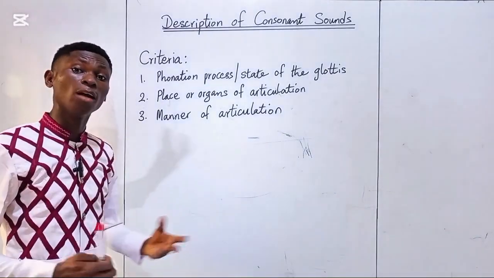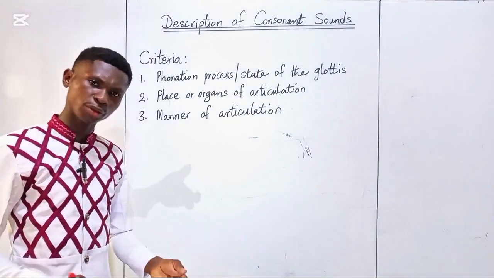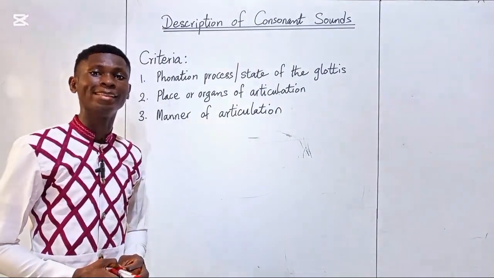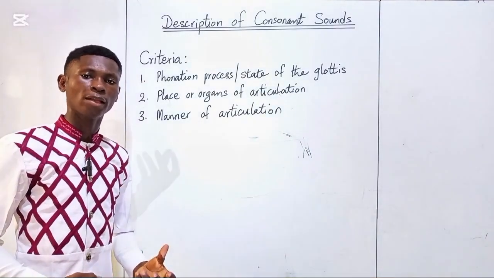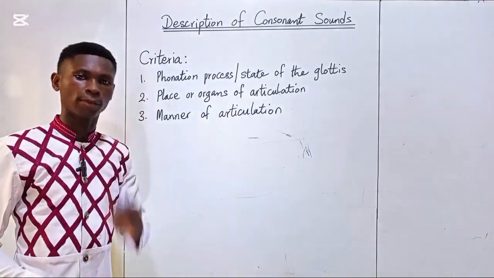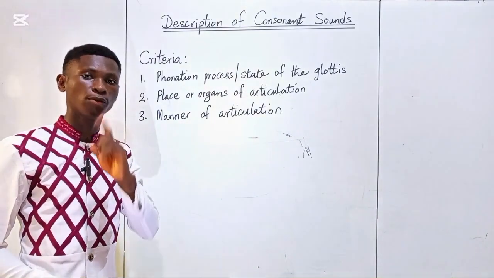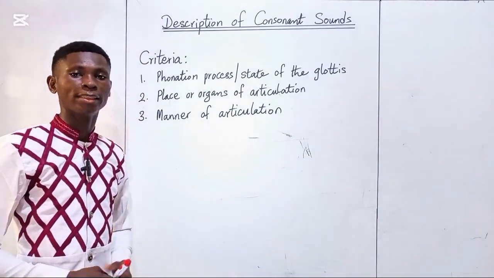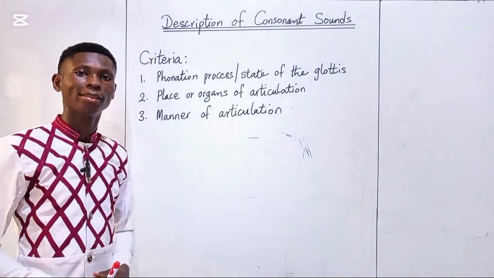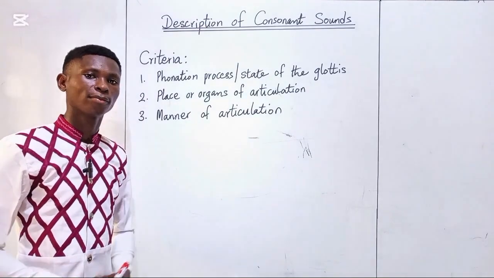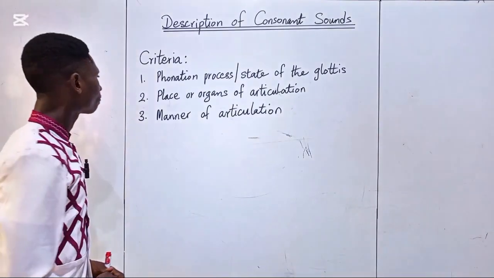We also have alveolar sounds. Alveolar sounds are those sounds produced with the help of the alveolar root. What do I mean by alveolar root? The tooth root. So when you say it, the tip of your tongue touches the tooth root, and then the sound will be realized. For instance, those are alveolar sounds. We also have others, and so on.